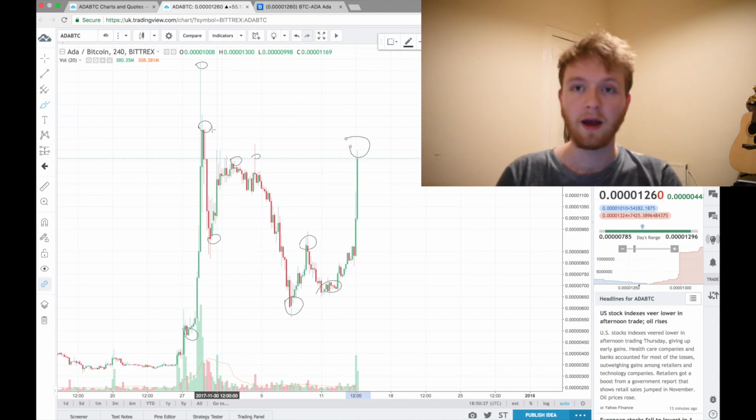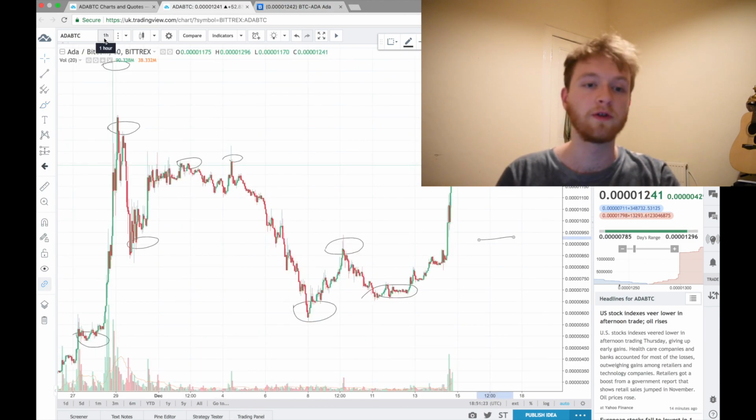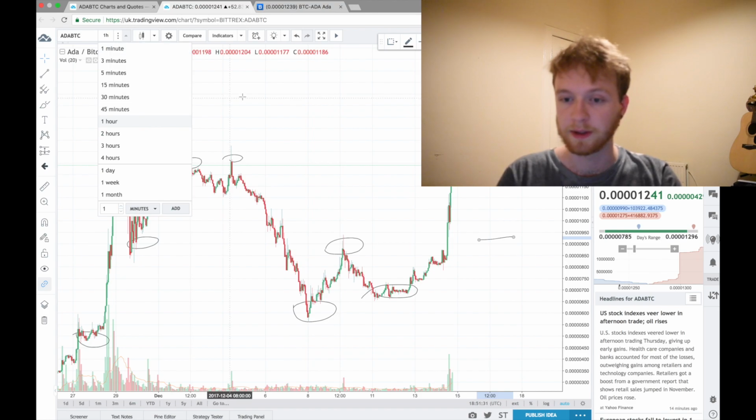You don't have to get every move perfect or whatever, but there are ways to identify them. You want to be monitoring this on maybe an hour time frame, just so that you get to see the bigger picture as well as the short term picture.